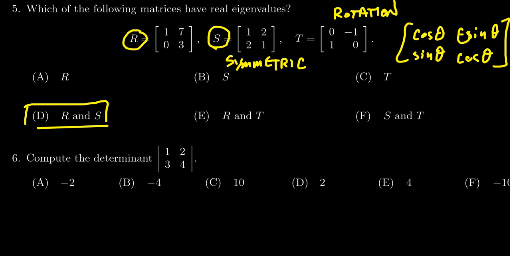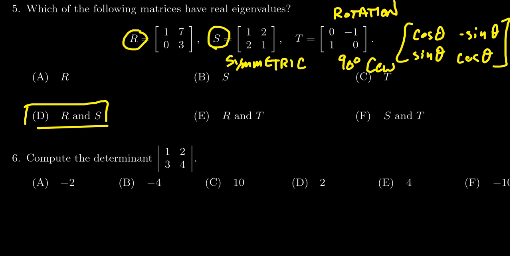If you move the negative sign from the top right position to the bottom left position, you're just going to switch it from a counterclockwise rotation to a clockwise rotation. So it still would be a rotation matrix, you just have to pay attention to the direction. This is the standard matrix for rotation in the plane about the origin by the angle theta. This right here is an example of a 90 degree rotation counterclockwise.